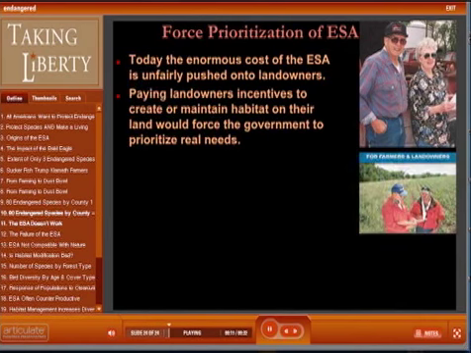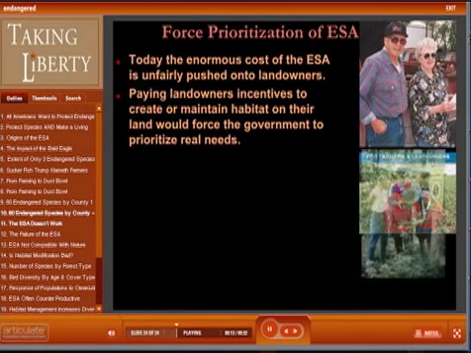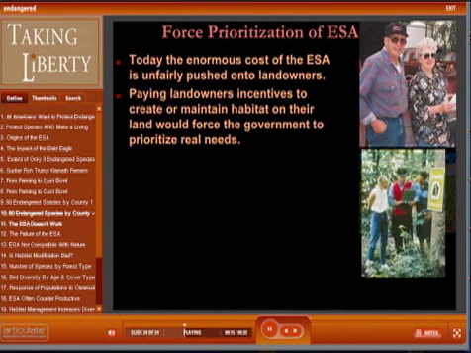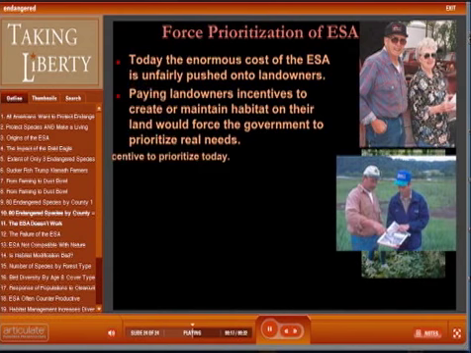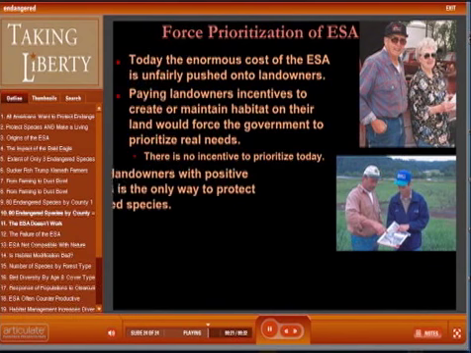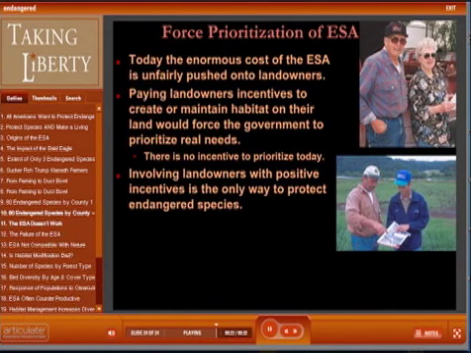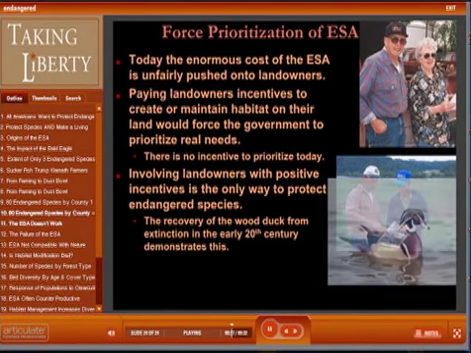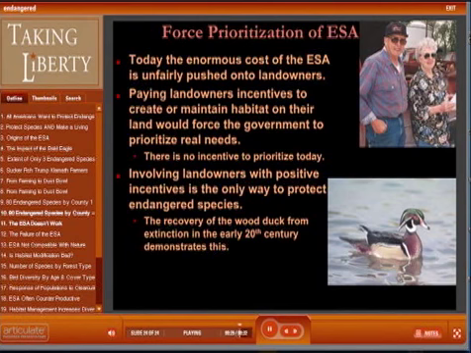If taxpayers saw how much the ESA is costing them by providing incentives to landowners to manage for habitat, it would compel the government to prioritize tax spending dollars on habitat. Incentives rather than penalties work. Such an approach worked brilliantly to recover the nearly extinct wood duck in the early 20th century. It would be a win-win solution.